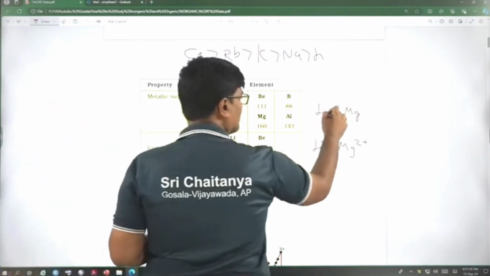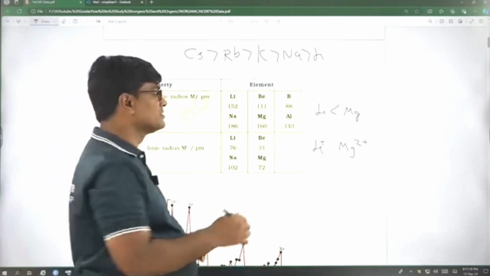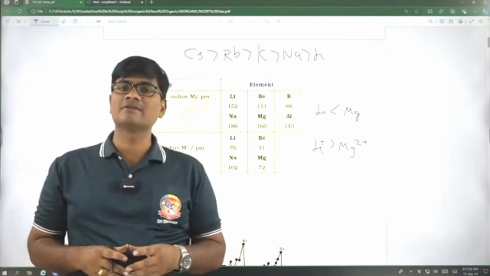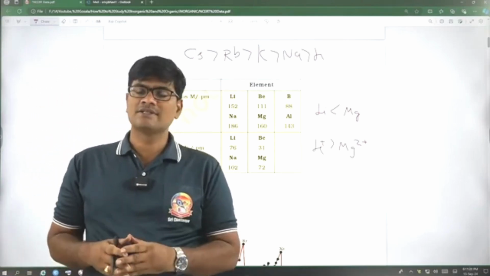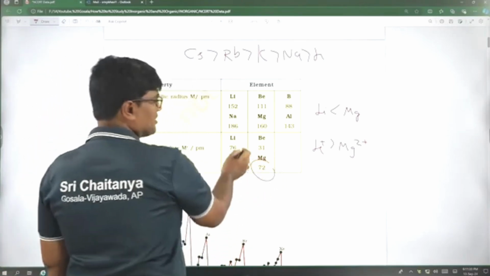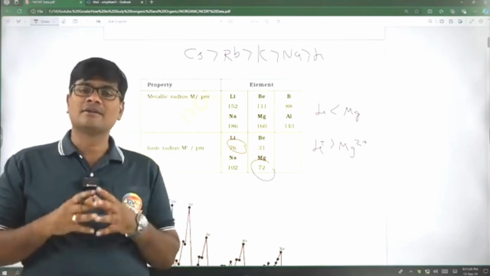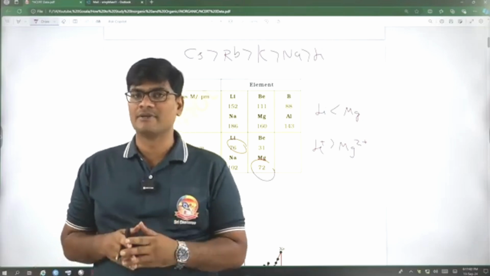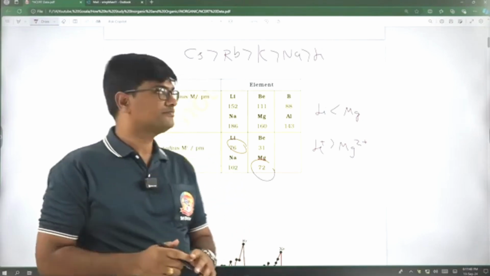Okay, good. But if you go for the ionic radii, lithium plus is bigger in size, greater than magnesium 2 plus, because magnesium 2 plus has a plus 2 charge. Because of this charge, the effective nuclear charge increases, and the radius decreases. Look at the data. Magnesium 72 picometers, lithium 76 picometers. So therefore, data supports our argument. Data is very much important for inorganic chemistry. So this data you should collect from NCERT only.